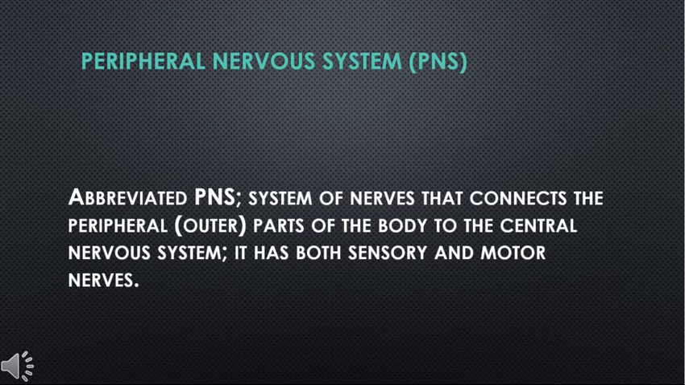Peripheral nervous system, PNS. Abbreviated PNS, system of nerves that connects the peripheral, outer, parts of the body to the central nervous system. It has both sensory and motor nerves.